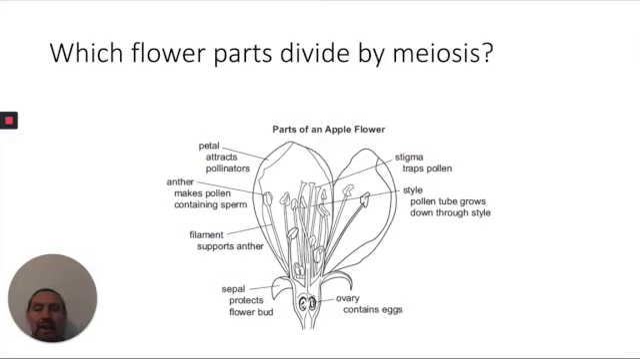So we look at the parts of the plant, we see something like ovary contains eggs. Well, those are going to divide by meiosis. Or when we look at the anther makes pollen-containing sperm, sperm is going to divide by meiosis. So without knowing much about plants or flowers, we can still answer a question about meiosis.